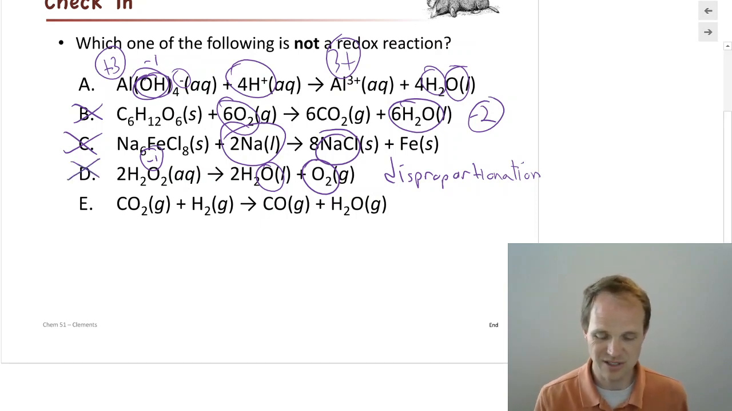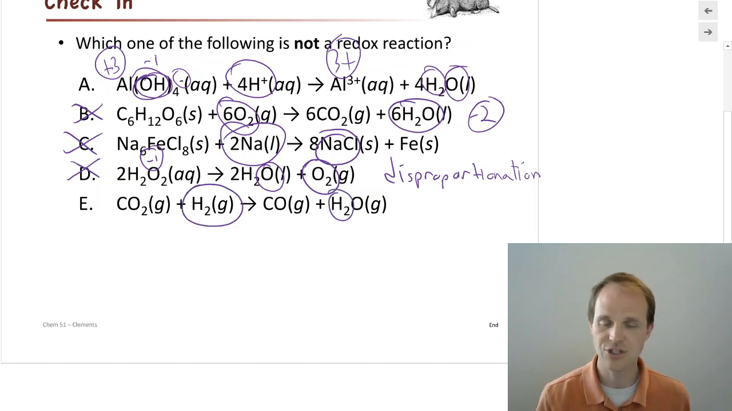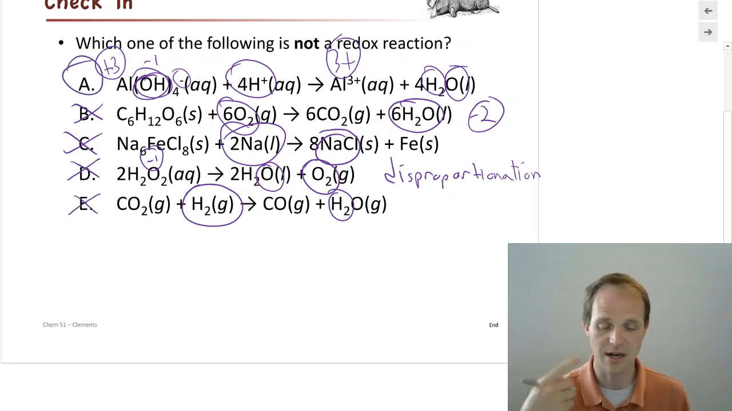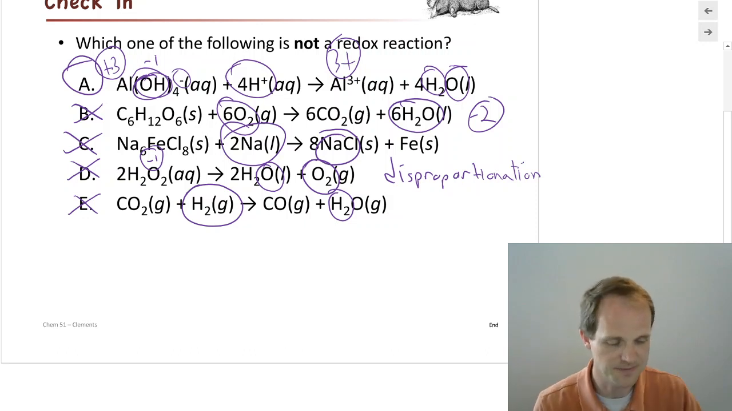CO2 plus H2 goes to CO2 plus H2O. Again, let's look at the easy one. H2, it's got to be 0. In H2O, it's +1. We know that it's being oxidized, so that is a redox. And that first one that we thought about was our not a redox reaction.